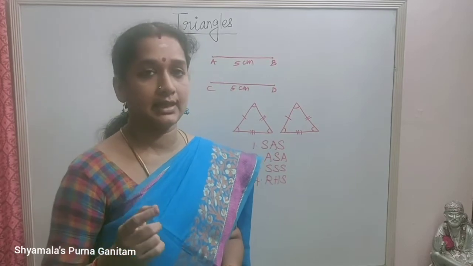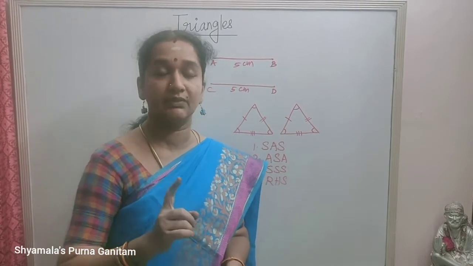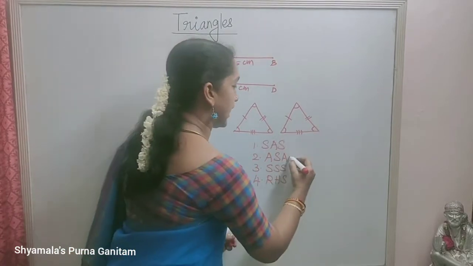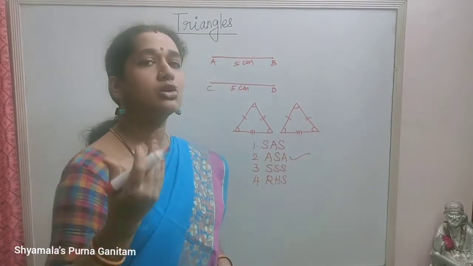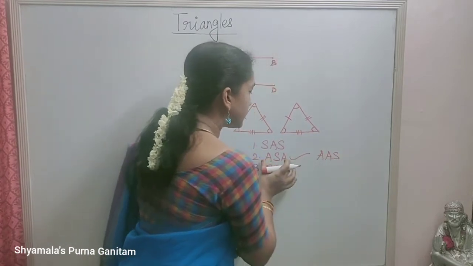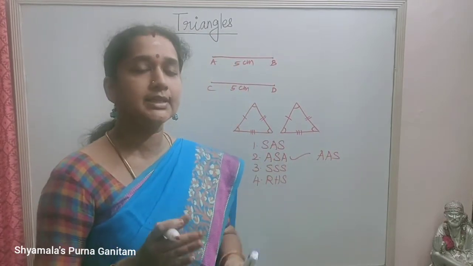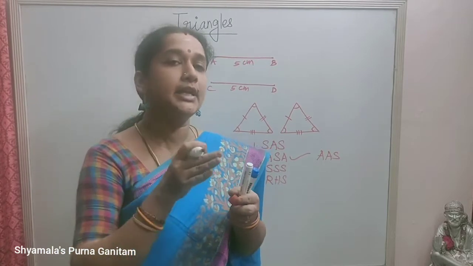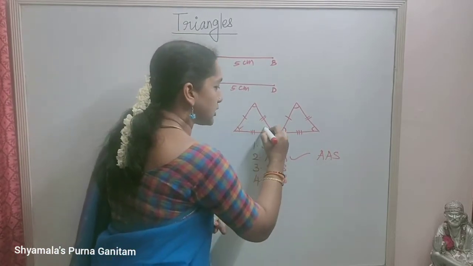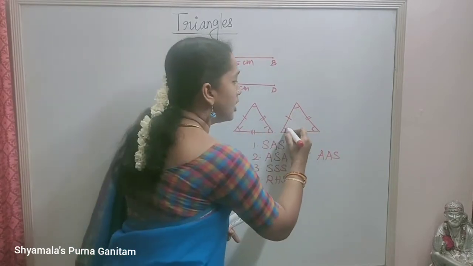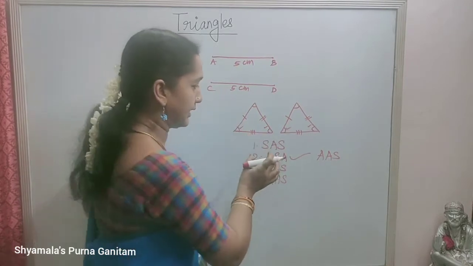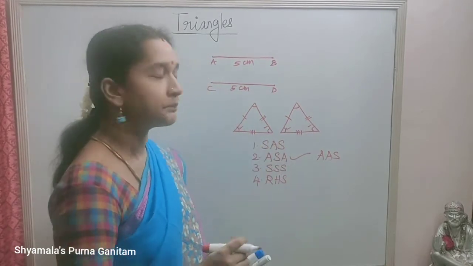In the first exercise 7.1, the sums are based on ASA congruency and one more congruency also we can say, that is AAS. So this ASA congruency is 2 angles and the side should be that included side, that is if you take these 2 angles equal for both the triangles, this is called the included side, that is ASA congruency.